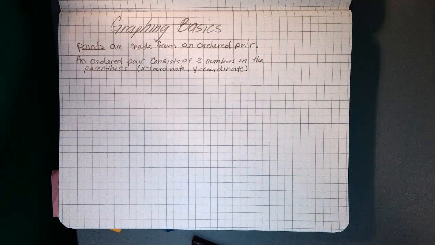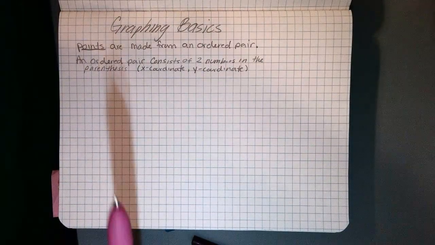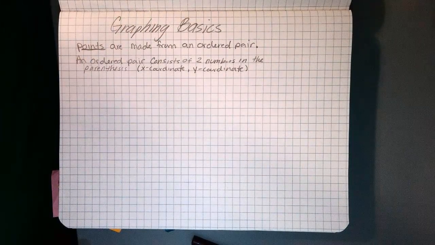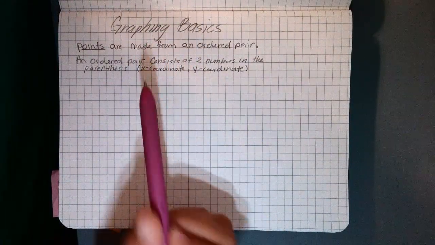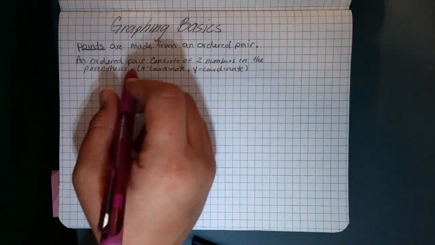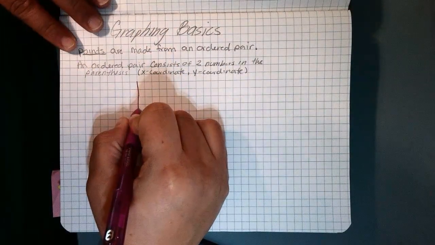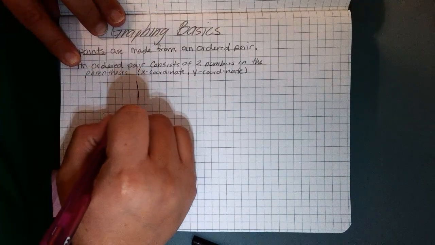In this video, I'm going to be talking about some basic graphing techniques. So all the way back to the beginning here, a point is made up of an ordered pair. An ordered pair are two numbers written in parentheses. We always write the x-coordinate first, comma, followed by the y-coordinate. We can use that information on a table or a graph to represent a point on the graph.